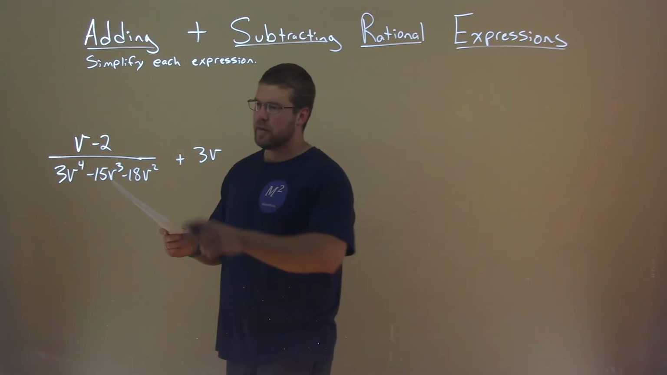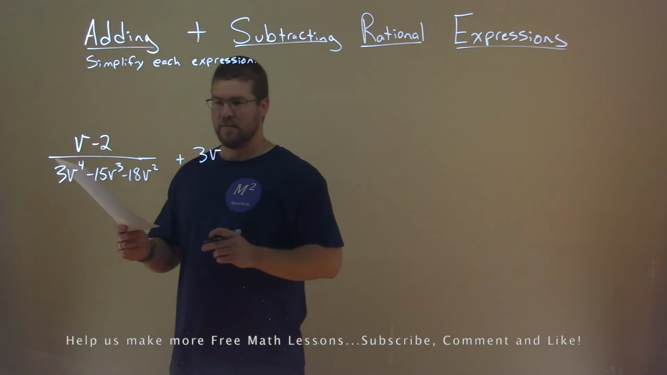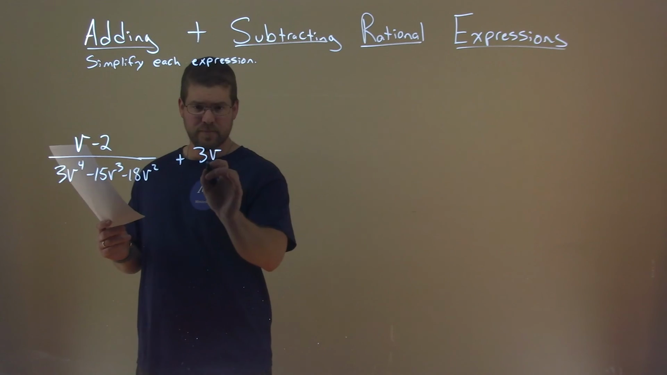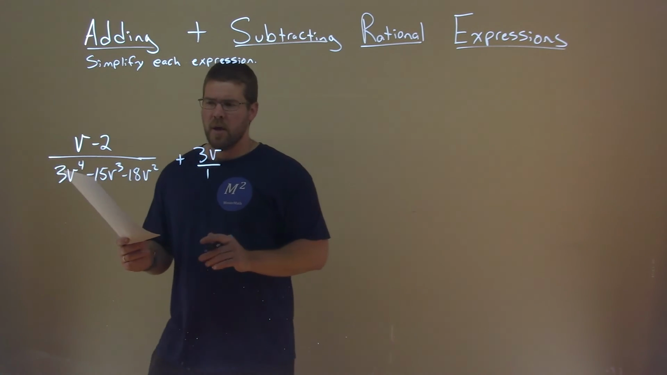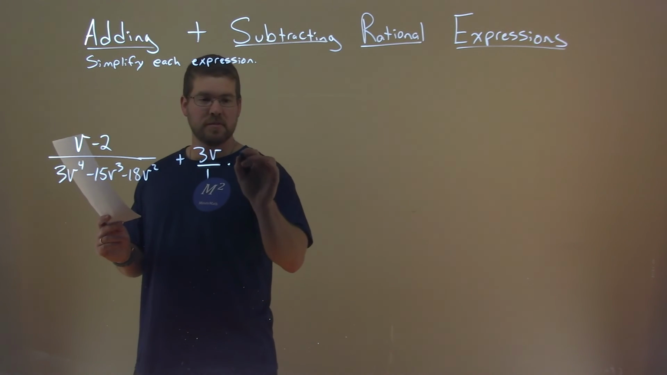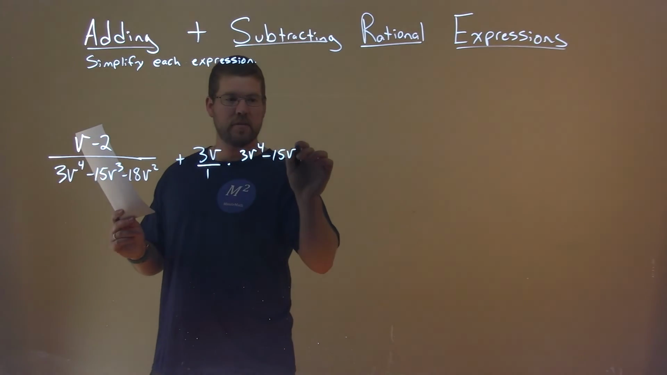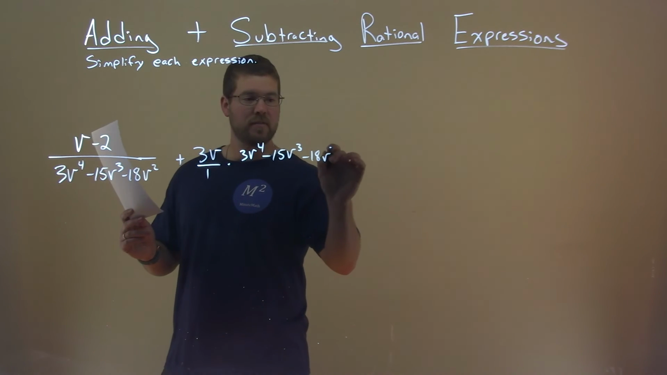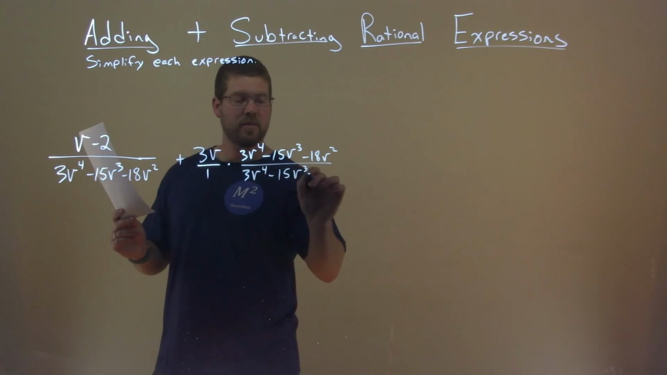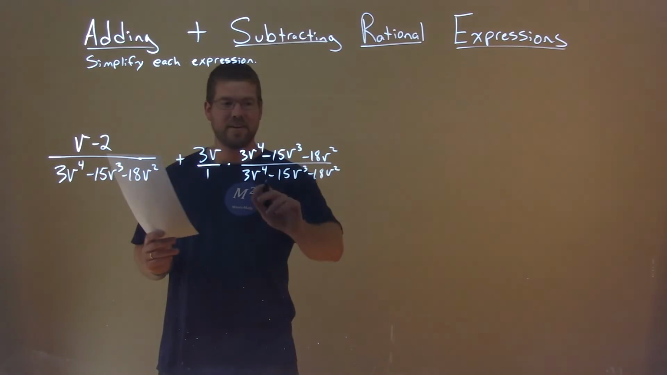We're given this problem here. V minus 2 over 3v to the fourth minus 15v to the third minus 18v squared, and we just want to add a 3v to that. Well, we don't have a common denominator here. Remember, this denominator is just 1. But if I take this massive denominator and multiply the second fraction by the denominator over itself, so 3v to the fourth minus 15v to the third minus 18v squared, over, same thing, 3v to the fourth minus 15v to the third minus 18v squared, I now will have a common denominator here.